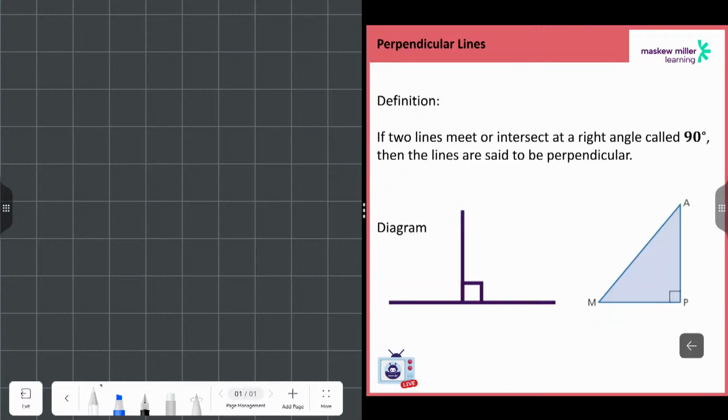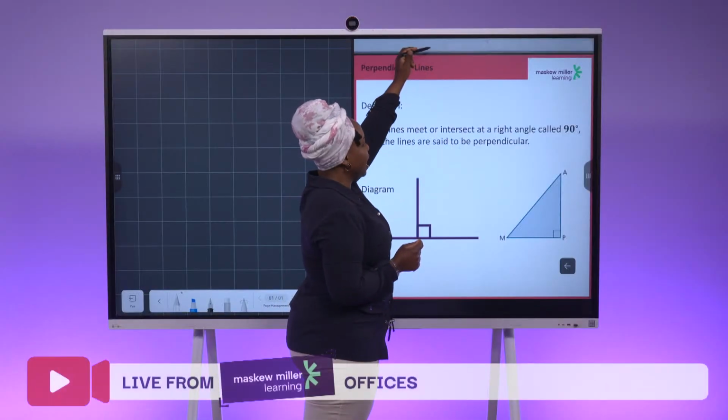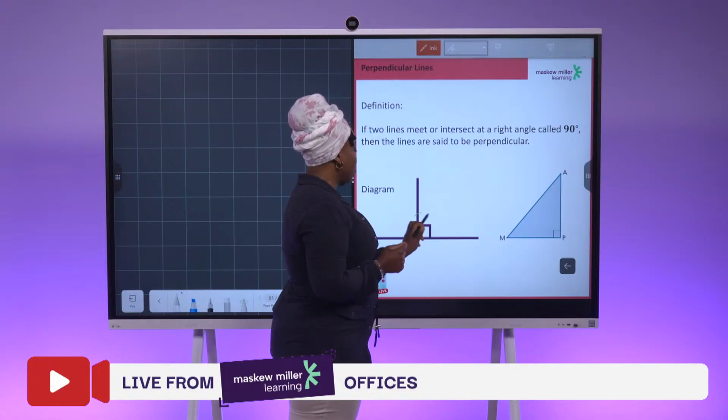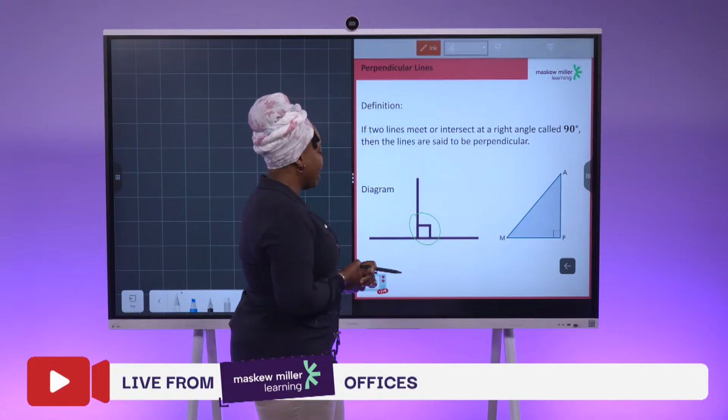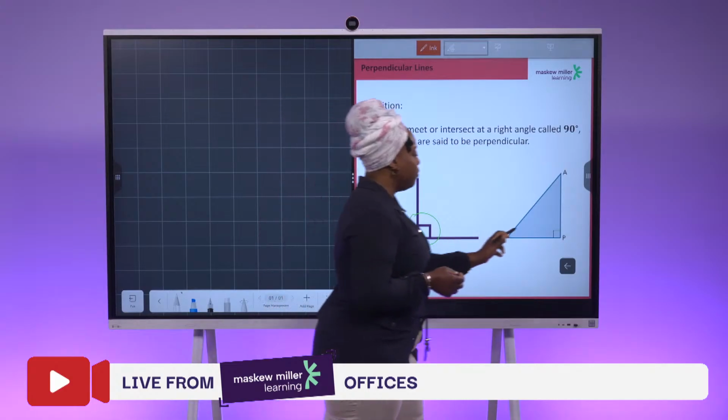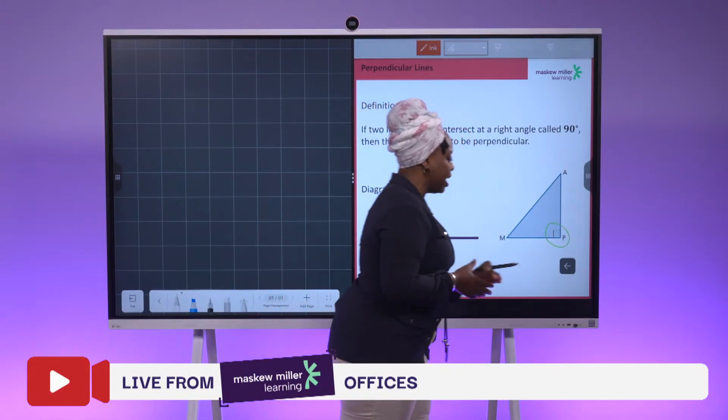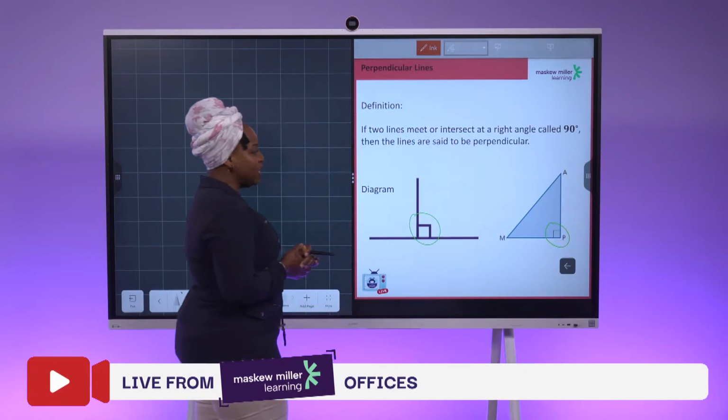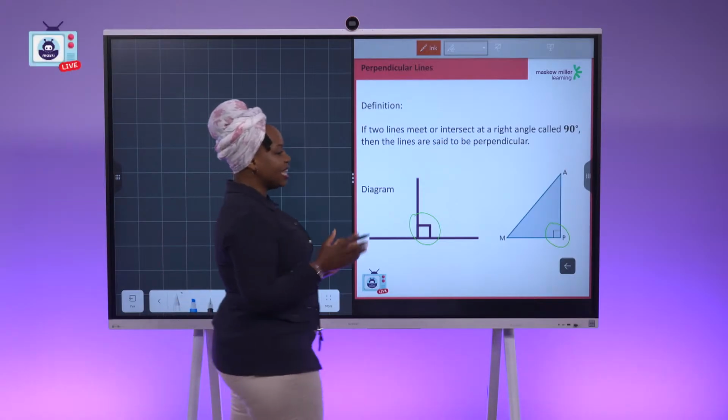More example and the definition of perpendicular lines. As I said, perpendicular lines is the two lines that you can have, and wherever they meet, they make a 90-degree angle. So I've shown you an example with these two lines there, as well as when you have a right angle, the triangle that shows a 90 degrees, just like that.